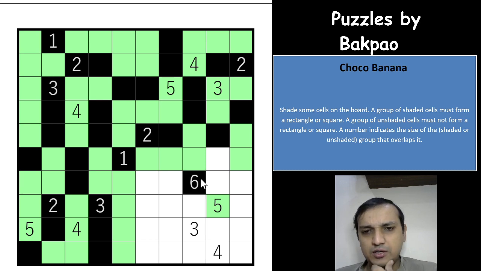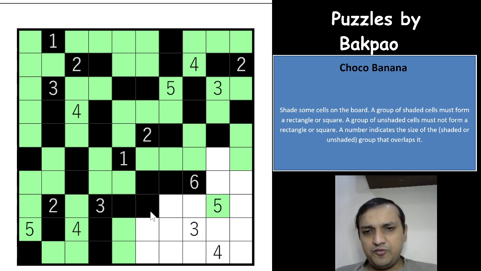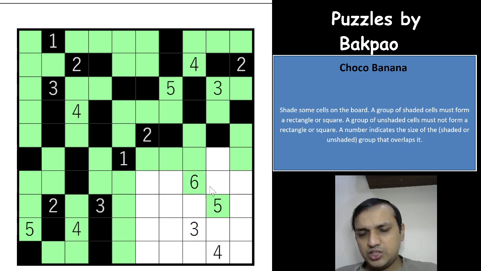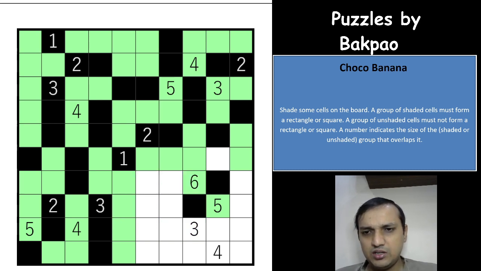Can 6 be shaded? Okay, same way. There is only one possible way that 6 can be shaded, and if you do that, 3 gets contradicted, too big for that 3 group, right? So this is also unshaded. You have these two as shaded here now. For the 5 to reach here, you'll have to have this cell as shaded at least.